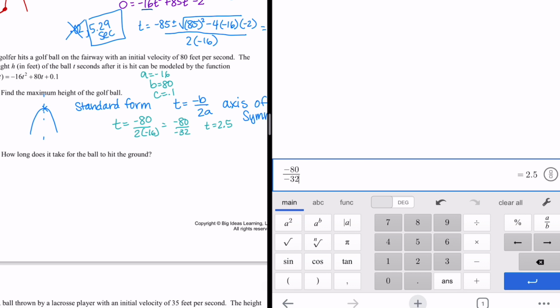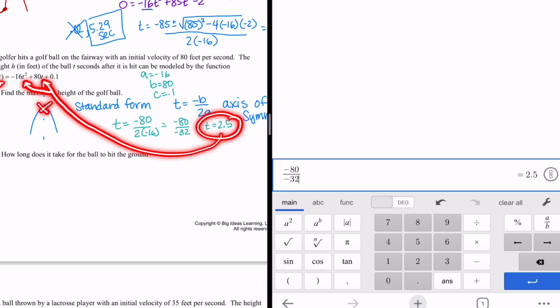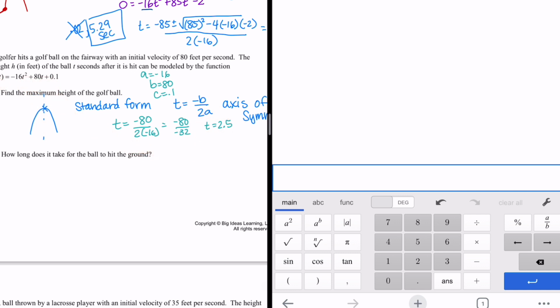Now we're going to take that 2.5 seconds and plug it in everywhere there's a t, and that will give us the maximum height. So that will give us the height when the time is at a maximum. So in our calculator, we're going to just clear this out. We're going to take this equation here, and everywhere there's a t, we're going to put a 2.5 in. So I'm going to start with the negative 16, then put a parenthesis, but instead of the t squared here, I'm going to put in a 2.5.